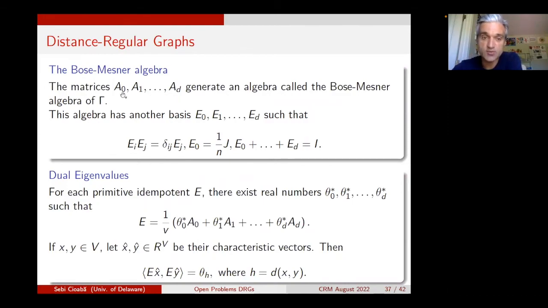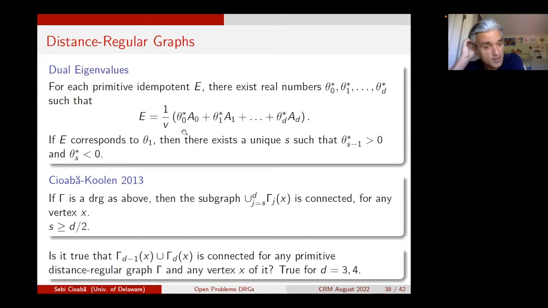So you have, again, the Bose-Mesner algebra with the distance matrices and with the primitive idempotents E0, E1, ..., Ed. And then, again, now I'll call them differently, they're dual eigenvalues theta 0 star, theta 1 star, ..., theta d star, such that each idempotent is a linear combination of these matrices. And then you have that the inner product of Ex hat and Ey hat is theta h. So again, these are the cosine sequence and the standard sequence from before. So what we proved in 2013 was that, so it's known that if you take the idempotent corresponding to theta 1, then it has one sign change. So there's one s where it goes from positive to negative, maybe I should have put greater or equal or less or equal, but it has one sign change.